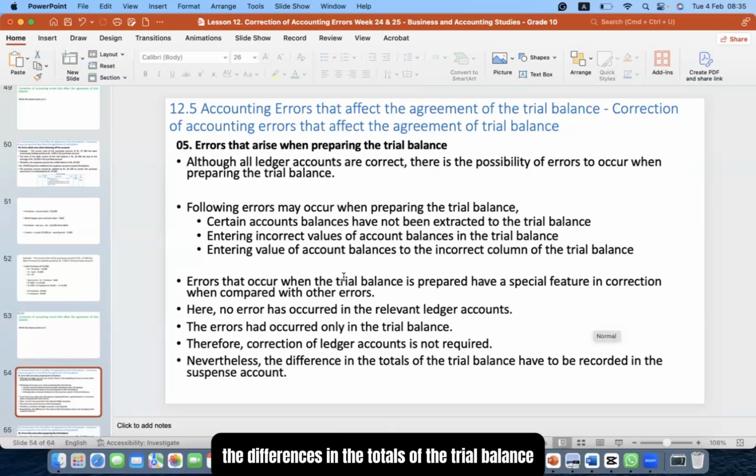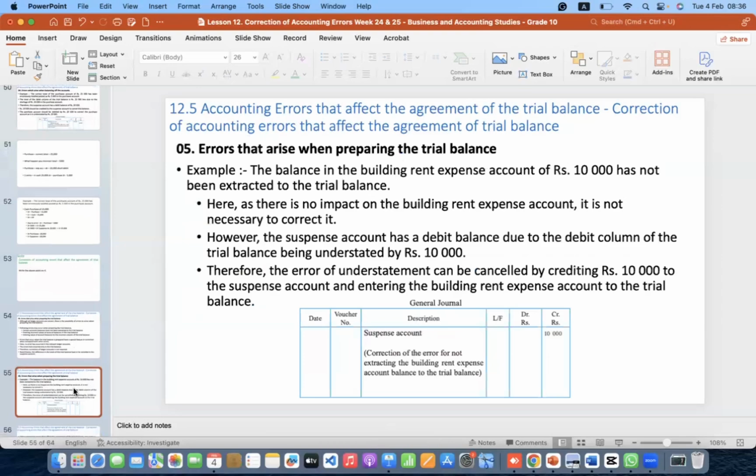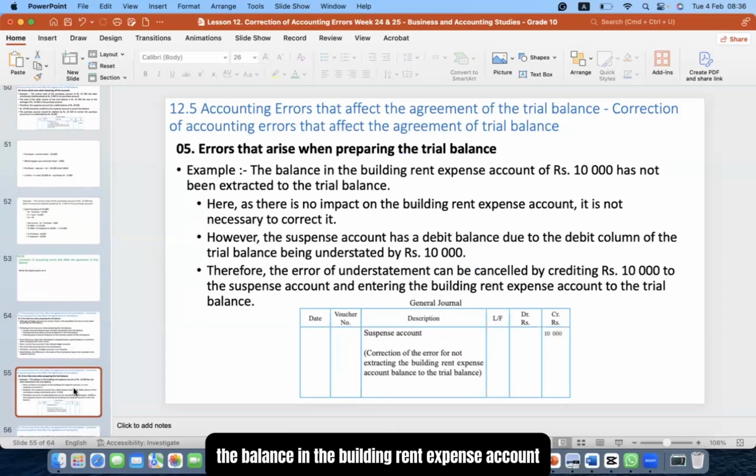Nevertheless, the differences in the totals of the trial balance have to be recorded in the suspense account. However, that difference in the trial balance will be recorded in a suspense account as usual. Okay. So let's look at an example. The balance in the building rent expense account of rupees 10,000 has not been extracted to the trial balance. So you have a building rent expense account which has a 10,000 debit balance, and that debit balance is not taken.